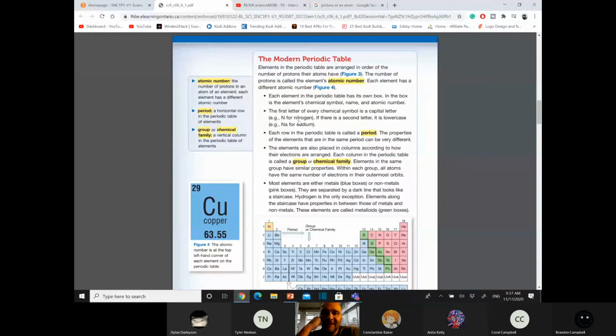The modern periodic table. Elements in the periodic table are arranged in order of the number of protons in their atoms. This is a key sentence as well here. The number of protons is called its atomic number. That's another important definition for us. Each element has a different atomic number. Bullet point. Each element in the periodic table has its own box. In the box is the element's chemical name, symbol, and atomic number. If you just look down at this periodic table here, it doesn't really show all that information.